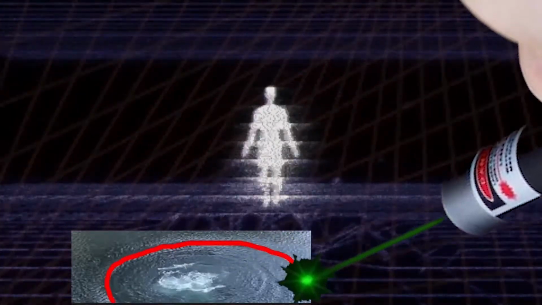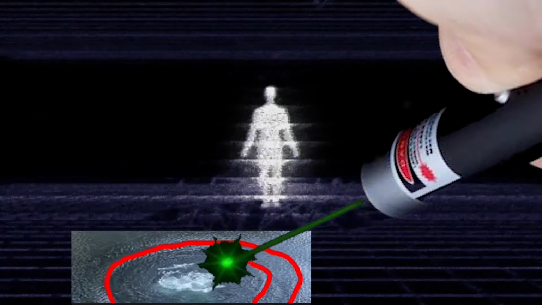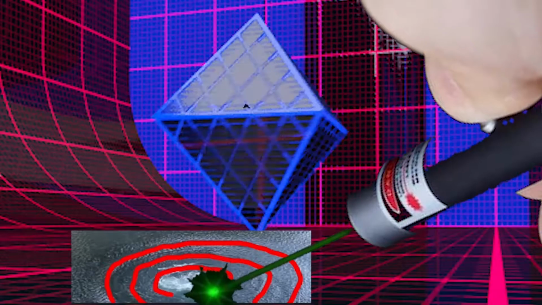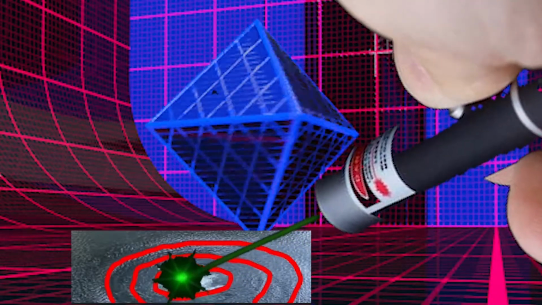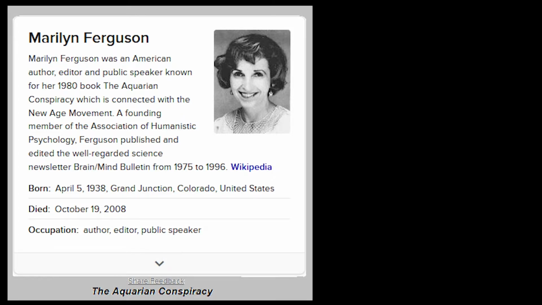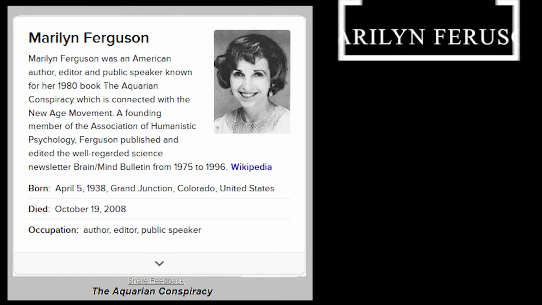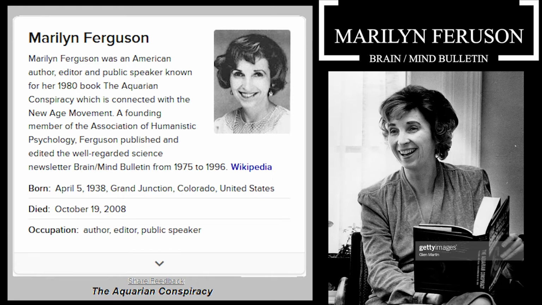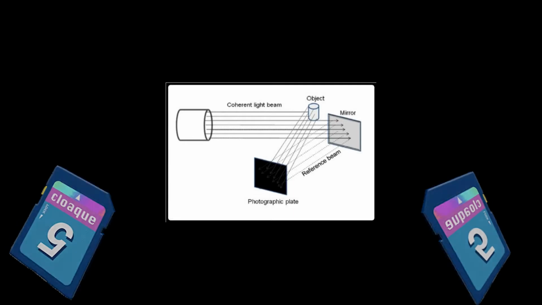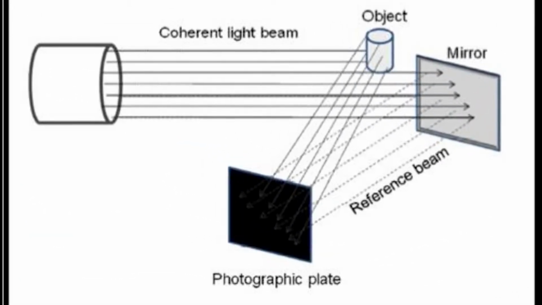In the example given by Bentov, this requirement was fulfilled by holding the frozen interference pattern in front of the coherent light to project the three-dimensional holographic image, its meaning, into space. As Marilyn Ferguson, editor of the Brain Mind Bulletin, tells us, another feature of a hologram is its efficiency. Billions of bits of information can be stored in a tiny space. The pattern of the holographic photograph is stored everywhere on the plate.